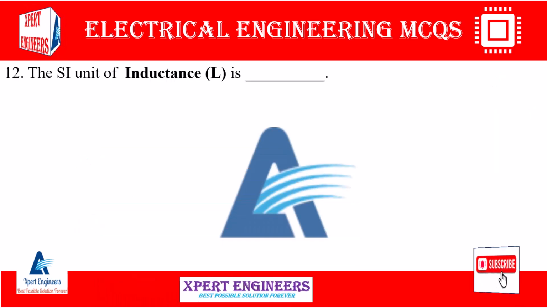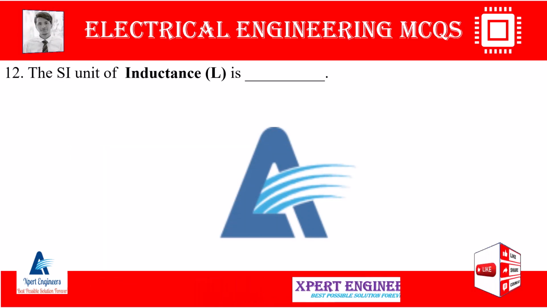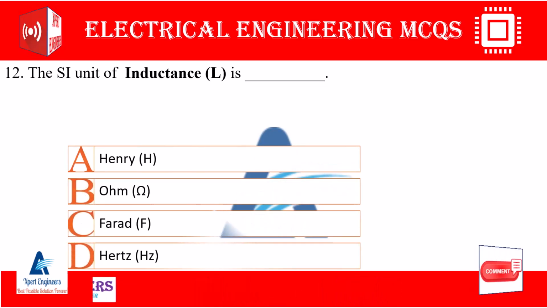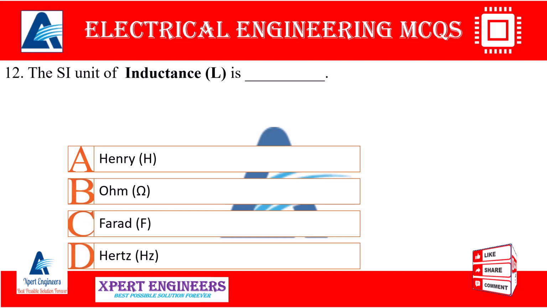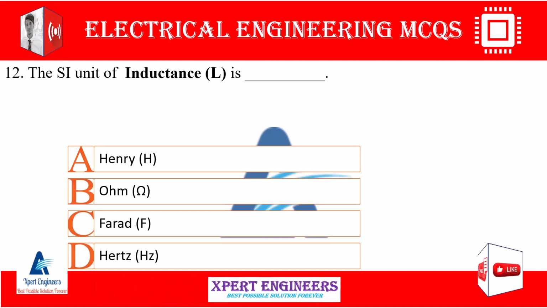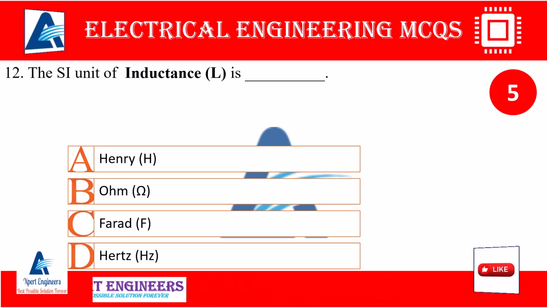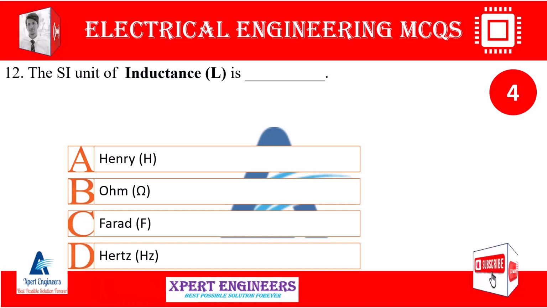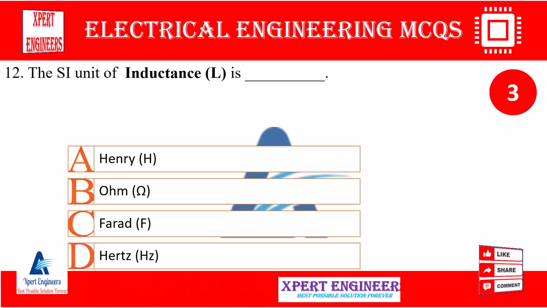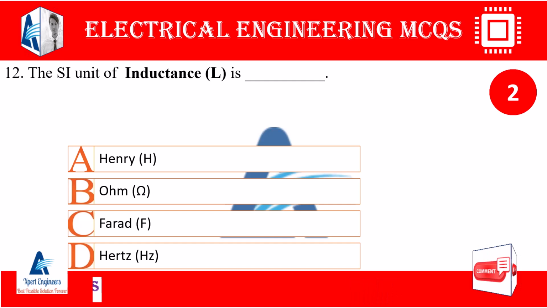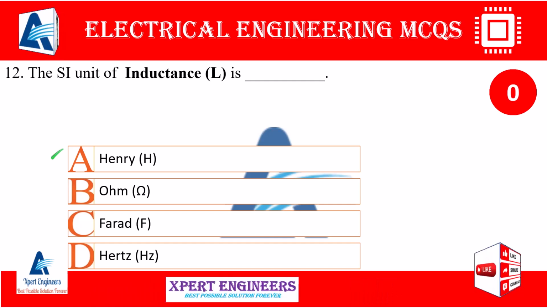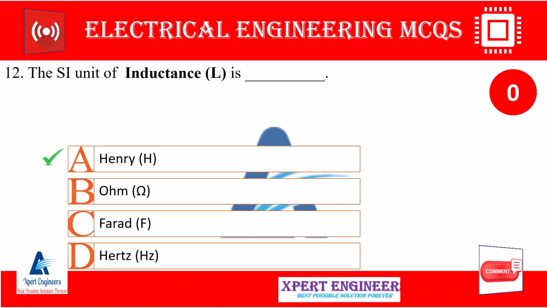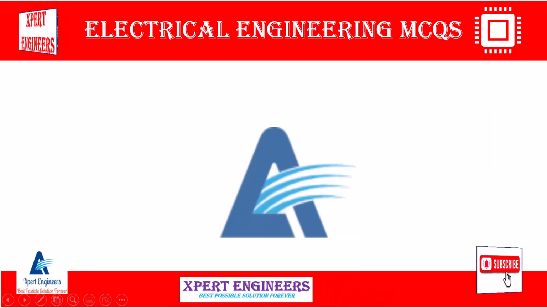Next is the SI unit of inductance is dash. A, Henry, B, ohm, C, farad, D, hertz. The correct option is A, Henry. The SI unit of inductance is Henry.